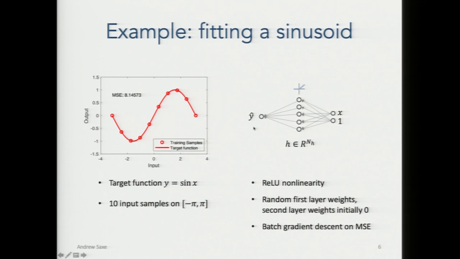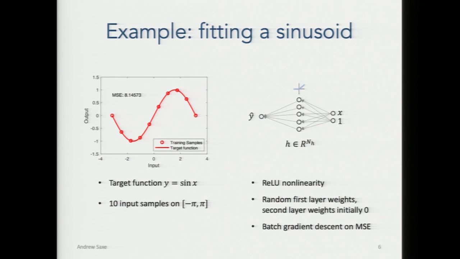And I'm going to have a rectified linear nonlinearity here. So this is a simple nonlinear network. And I'm going to keep things even simpler. I'm just going to randomize the first layer weights and then fix them. So I'm only going to be learning the second layer. And then we're going to start the second layer weights at zero and train using batch gradient descent. So this is sort of the simplest vanilla case you could study of how a network might learn this function.